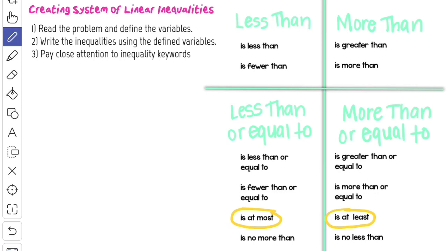If I say I have at least $5, that means that I have $5 or more, so that's going to be greater than or equal to. A lot of students will see the most and the least, and they'll think that most automatically goes with greater and least goes with less, but that is exactly the opposite because of the way that it's worded. So again, at most means less than or equal to. At least means greater than or equal to. Keep those in mind because those are going to be big phrases that come up in your problems.